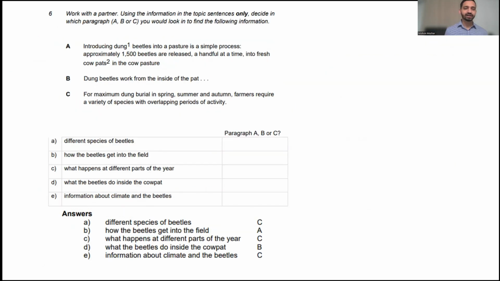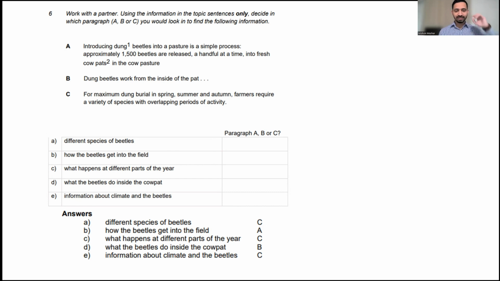All right, I hope you had a chance to look at the paragraphs and find the information. Let's look at it now. The answers: different species of beetle, you can find this in paragraph C. How the beetles get into the field, you'll find that information in A. What happens at different parts of the year, you'll find that in C. What beetles do inside the cow pad, you'll find that in B. And information about climate and the beetles, you'll find that in C.